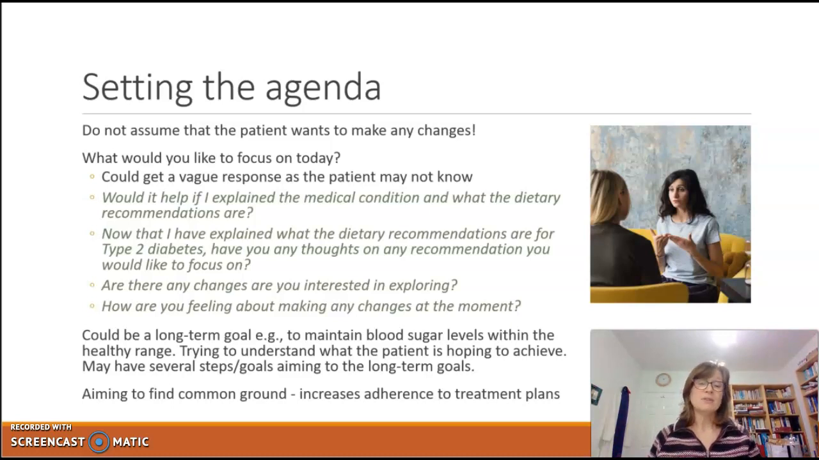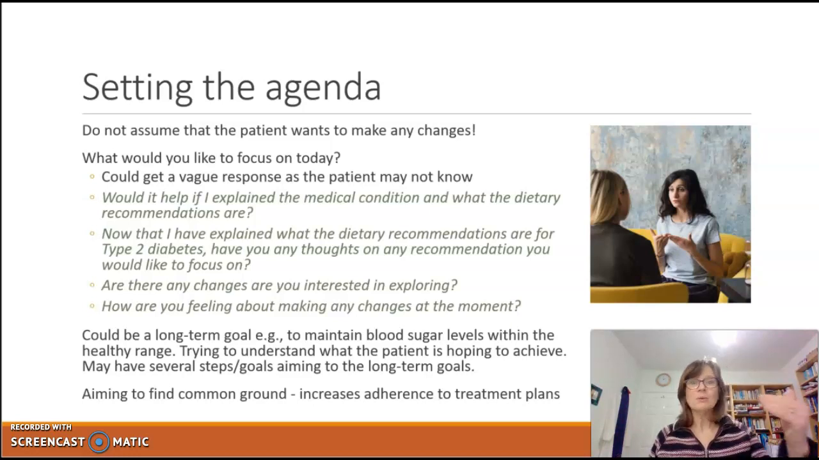If they don't have very good understanding of their medical condition, we're going to come back to that later, would it help if I explained the medical condition and what the dietary recommendations are? So that people have that understanding. How can they decide what they want to focus on if they don't know what they need to do in the first place? So it might be that you have a question like, now that I've explained what the dietary recommendations are for type 2 diabetes, have you any thoughts on any recommendation that you would like to focus on?